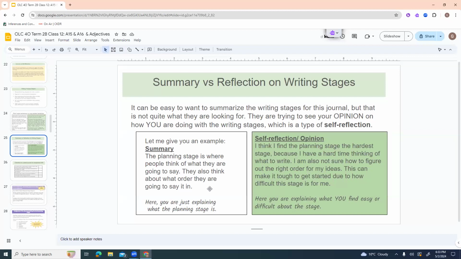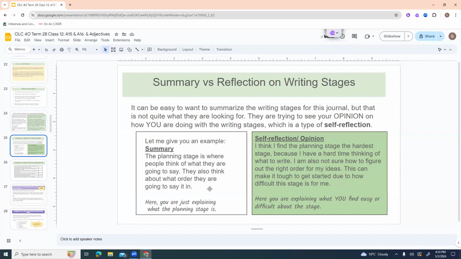The planning stage is where people think of what they're going to say. They also think about what order they are going to say it in. Okay, true, but that doesn't answer the question, because here you're just explaining what the planning stage is, and I want to know your opinion about it.